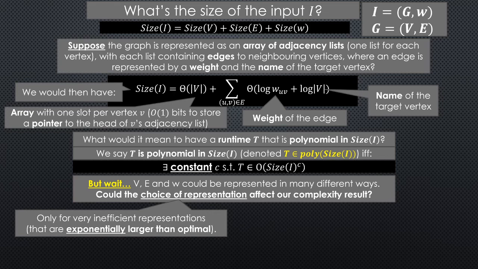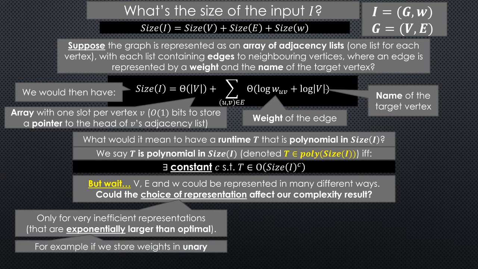By an inefficient representation, I mean an input representation that's exponentially larger than the optimal representation. I'm not going to define that super carefully. There are some bonus slides at the end that try to explain this in more detail. I'm not going to cover them, but you can look at them if you're curious. For example, if we didn't even store these weights in binary, so we weren't storing them in log w(u,v) space, because log base 2 of w(u,v) is how much space I need to write down this value in binary, if I want to write down this value in unary, it takes me w(u,v) bits, right?